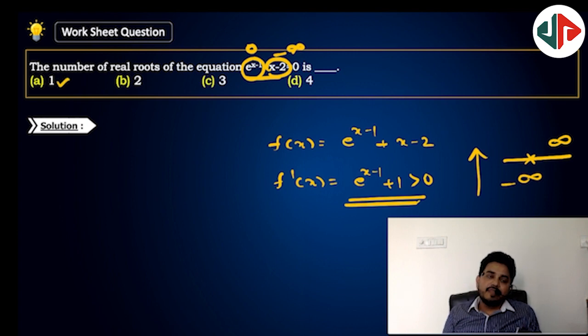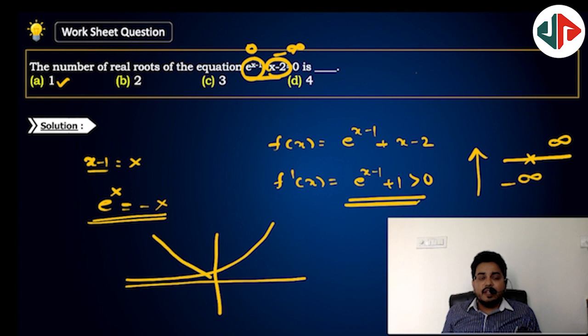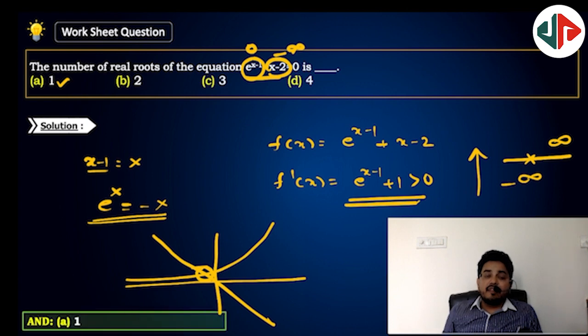This is one way. For example, if I write x minus 1 as capital X, this is e power X is equal to minus X, number of roots for this one. Simple, you can go for the e power x graph, and y is equal to minus x graph is this one. So how many times are they intersecting? Only one time. So how many roots are possible for this one? One. So this is the graphical way. This is the increasing, decreasing way.